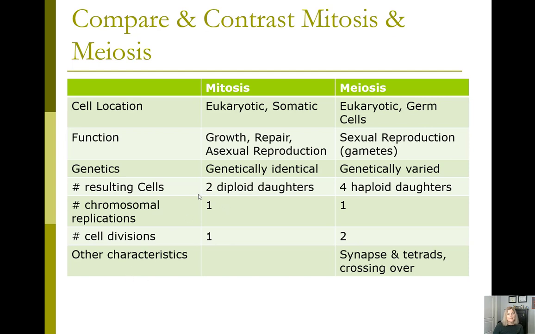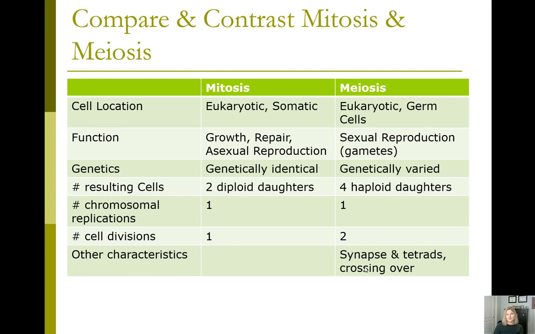At the end of mitosis, you have 2 diploid daughter cells. At the end of meiosis, you have 4 haploid daughter cells. Remember, haploid means half as many chromosomes, so you have 1 set of chromosomes instead of 2. Both mitosis and meiosis undergo the S stage of interphase, where the chromosomes replicate. But in mitosis, you only have 1 cell division, whereas in meiosis, you have 2.